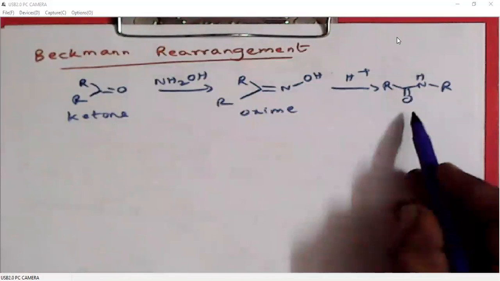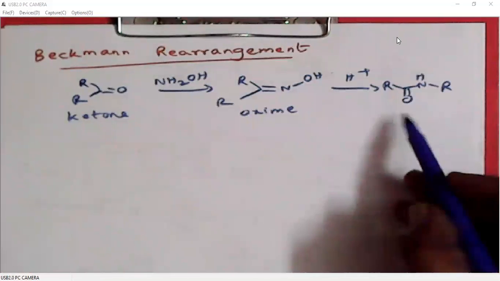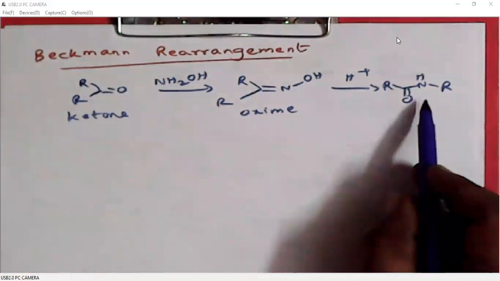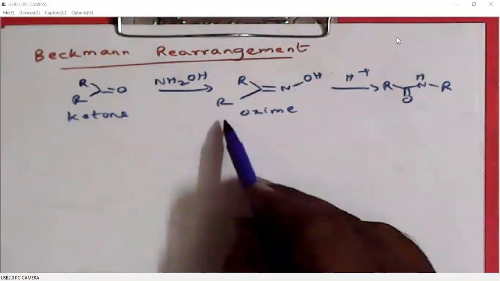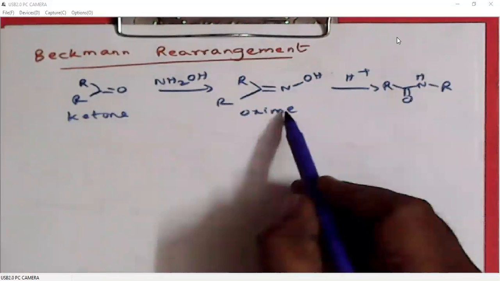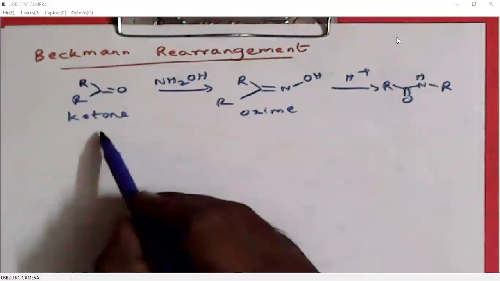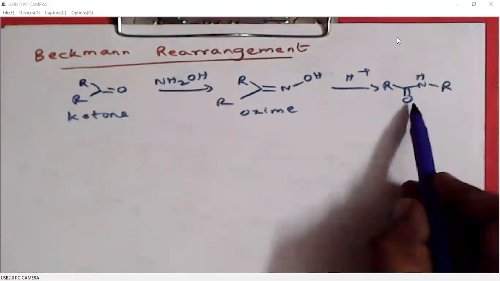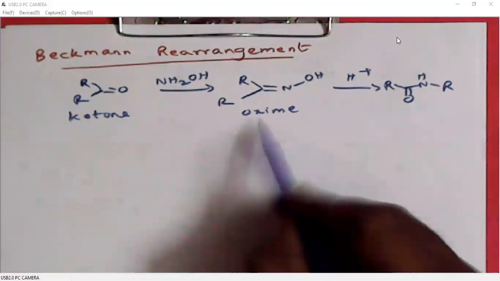amide. So what is Schmidt rearrangement? Conversion of ketone to amide with alkyl migration. Similarly, Beckmann rearrangement is also conversion of oxime to amide. How do we generate oxime? Oximes are generated from ketones. So overall we can say a ketone can be converted to amide via oxime.